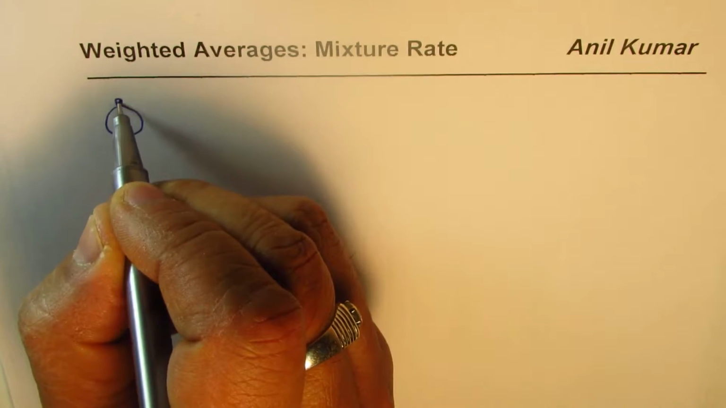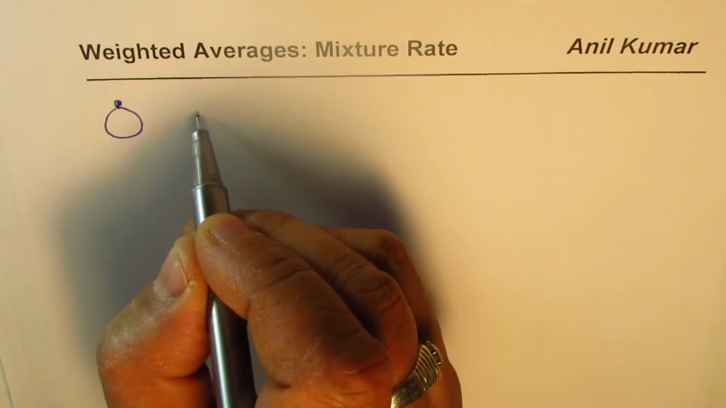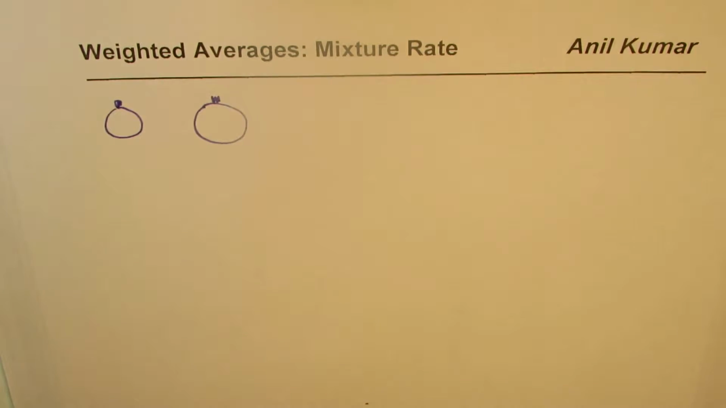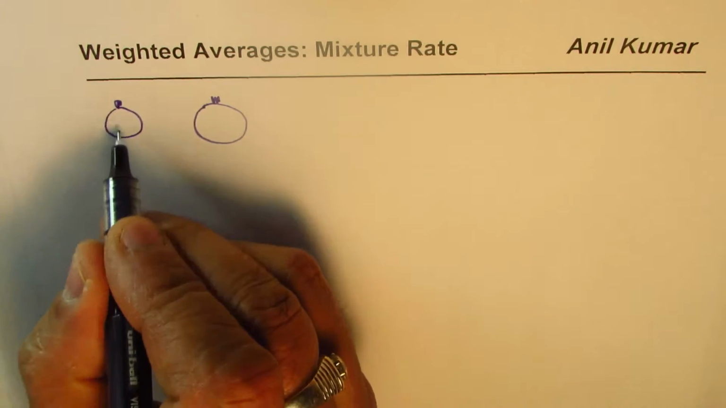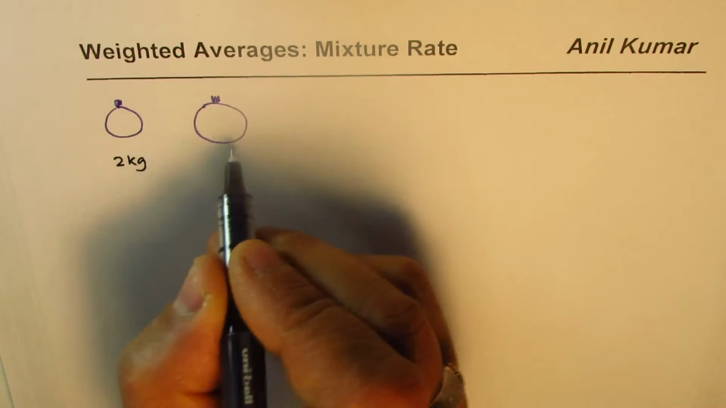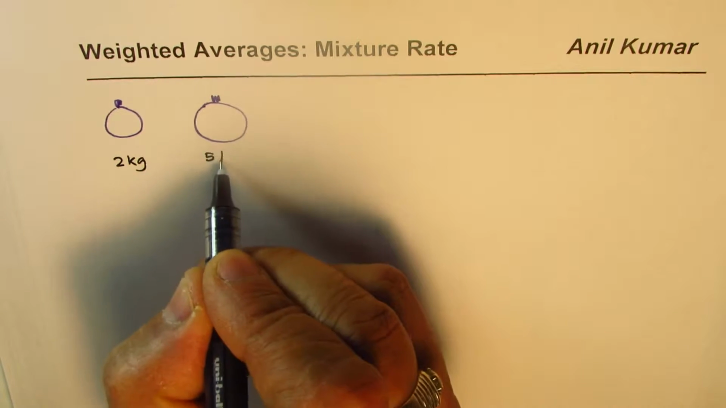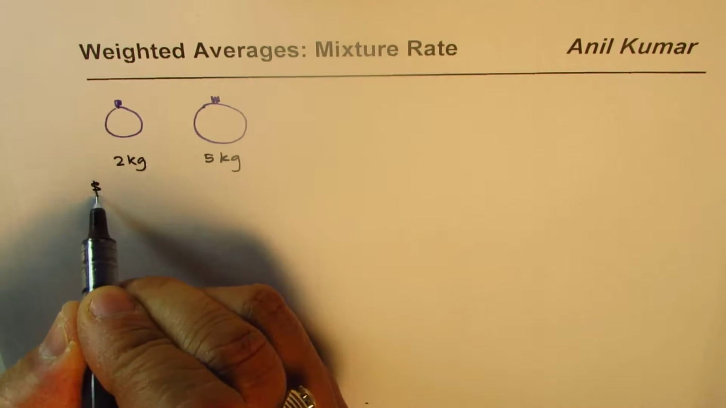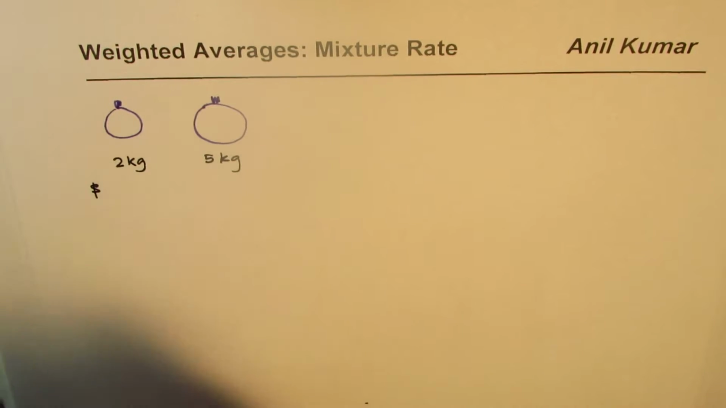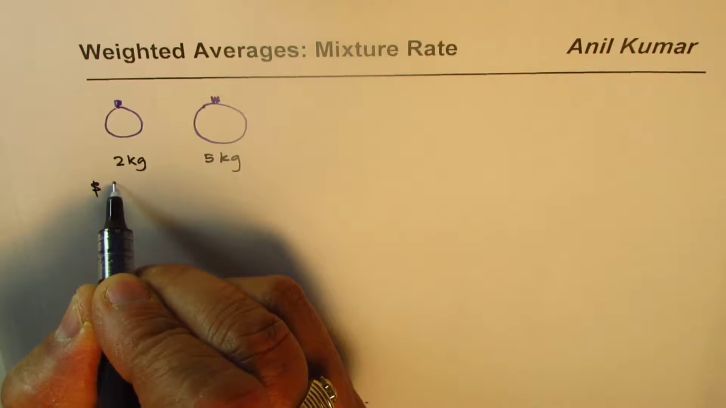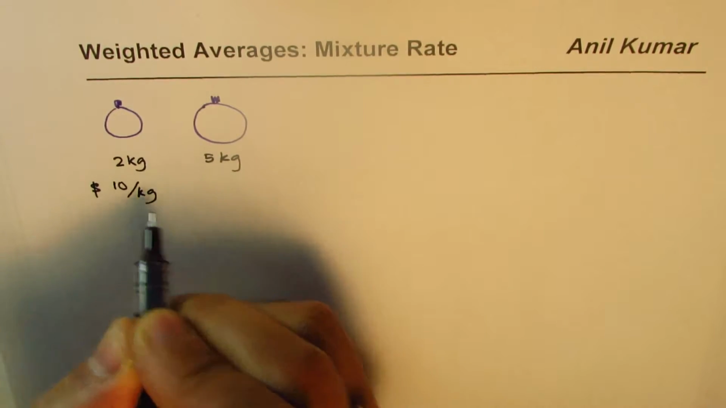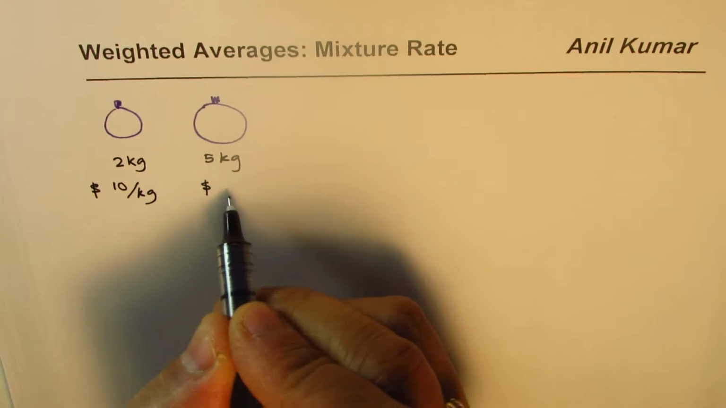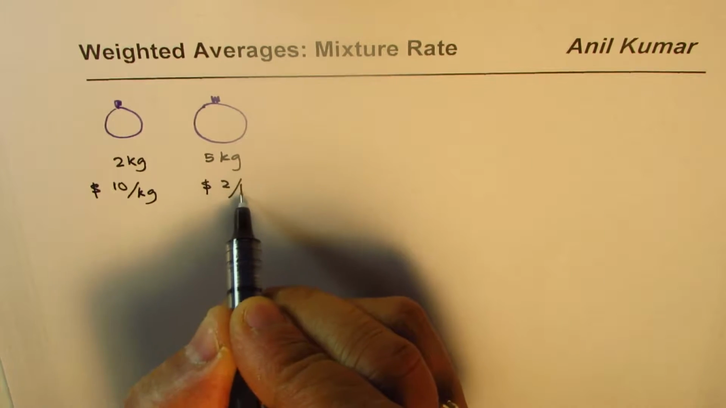Let's say one item is item number one, and let's say this is the item which is in more quantity. So we have these two items which are being mixed. The quantities, let's say this is 2 kg, and this quantity is, let's say, 5 kg. So much higher quantity. And let's also find the rate of these. Let's say the 2 kg item is the more expensive item, let it be $10 per kg, and the one which we are adding in bulk is the cheaper item. Let it be, let's say, $2 per kg.